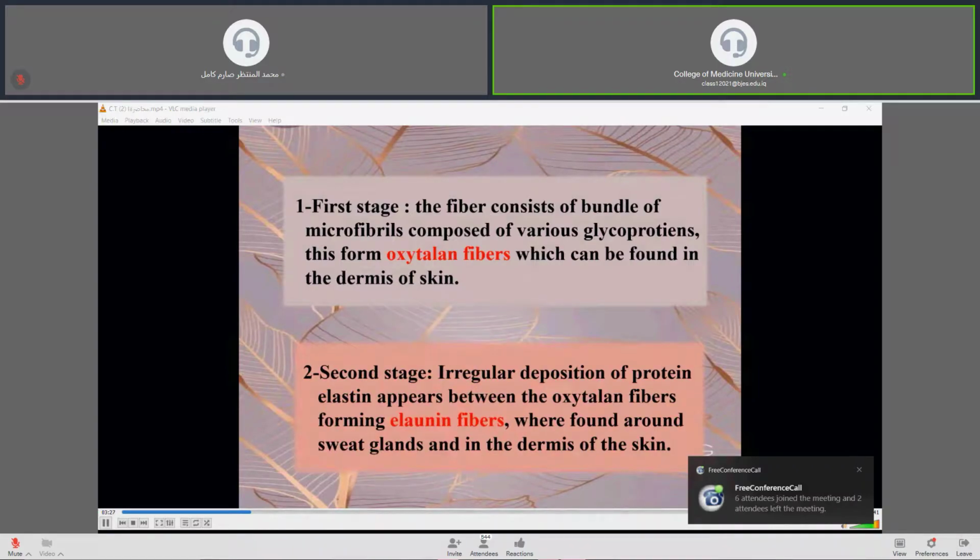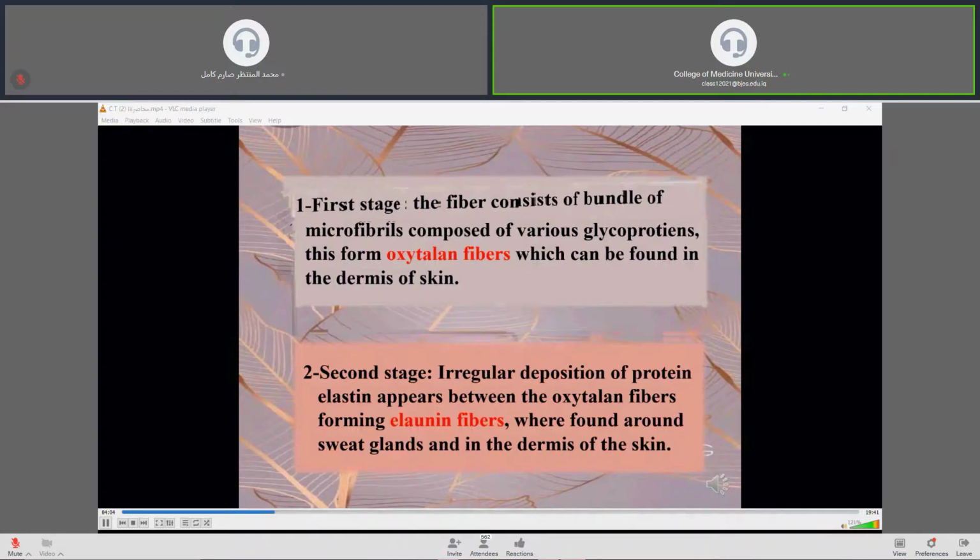In the second stage, irregular deposition of the protein elastin appears between the oxytalan fibers, forming elaunin fibers. So the second stage follows after the bundle of microfibrils forms, we notice irregular deposition of the protein elastin that appears in the core. At this stage, this type we call elaunin fiber, which is found around sweat glands and in the dermis of the skin.